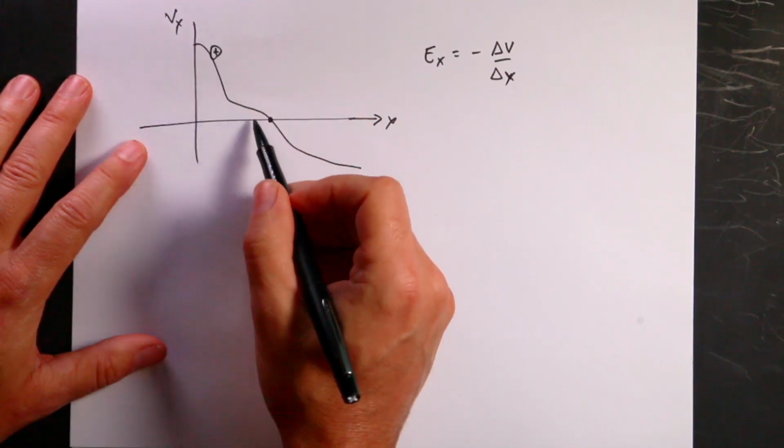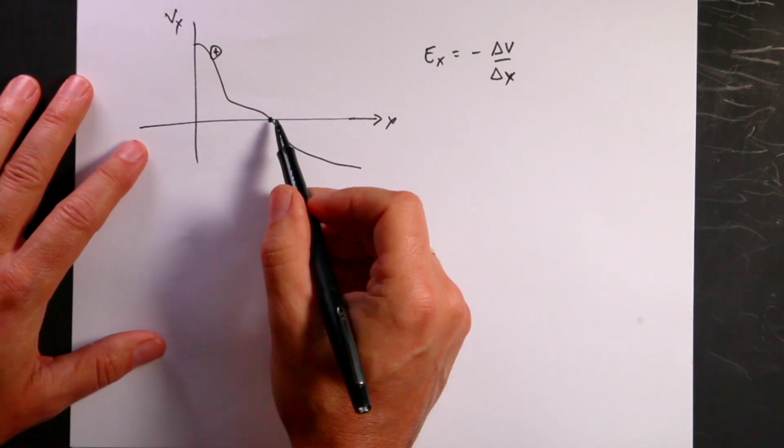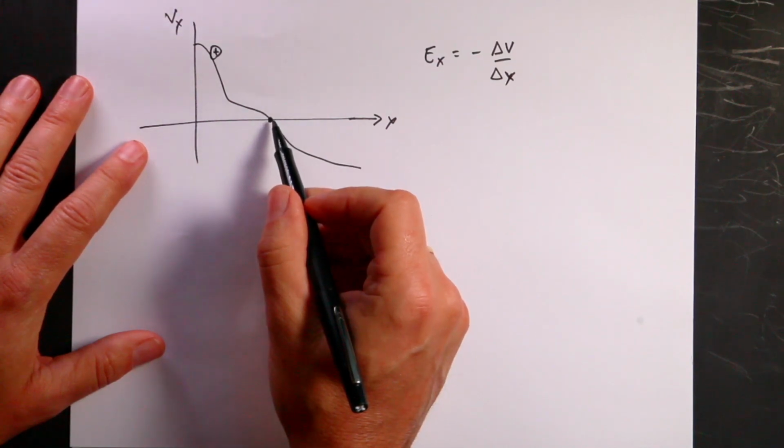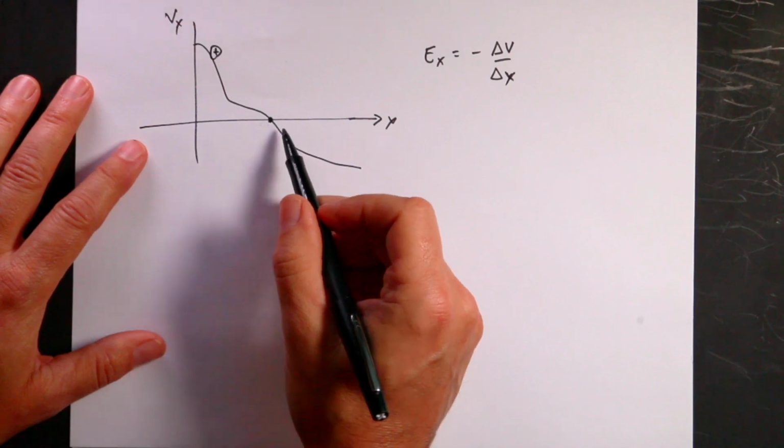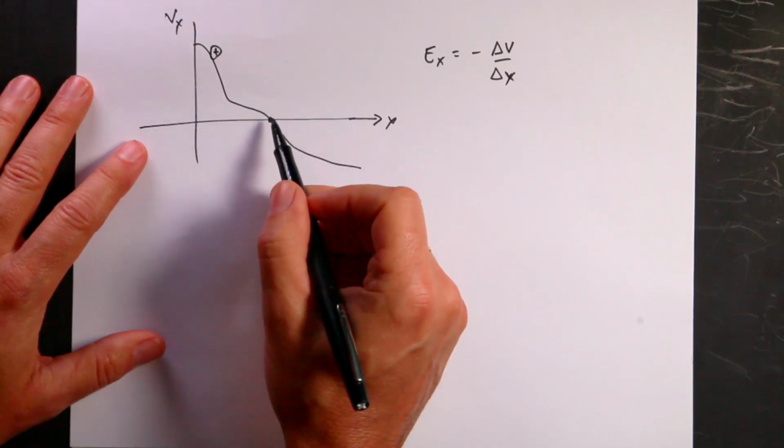So it's like rolling a ball down a hill. And if I get to this location, what happens? It's going to get to that location, but it's not going to stop. It's going to keep on going down, right? So the force is not zero there.